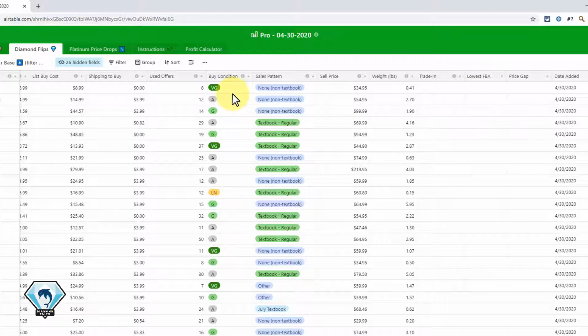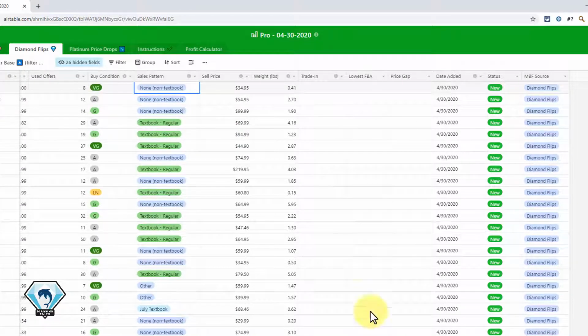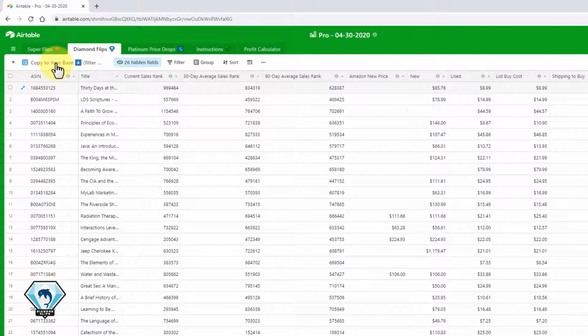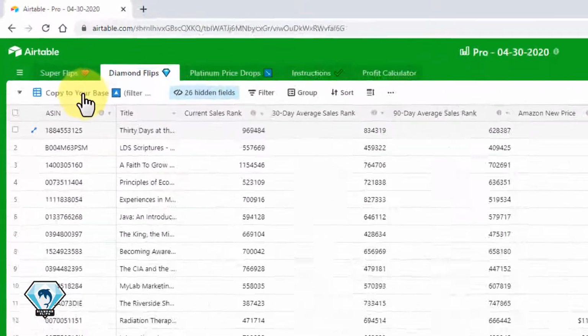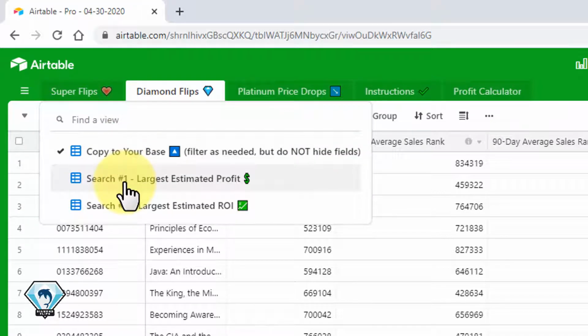But so we've got the buy condition sales pattern. Now, we don't include with this the lowest FBA and the price gap. It's really not necessary because they're diamond flips. I probably should have started off by saying this: this view we're looking at is the one you would use for option 2, but let's not use that one. Let's go to search number 1.